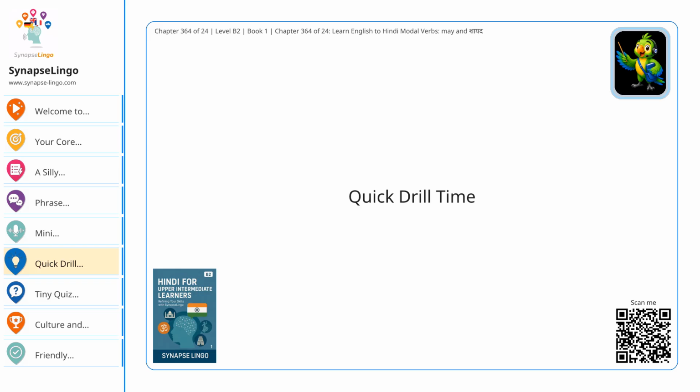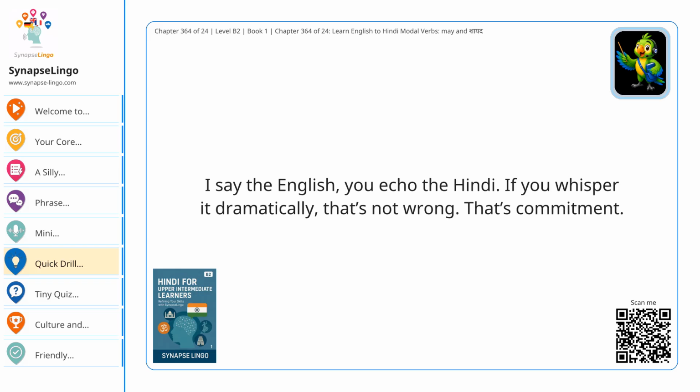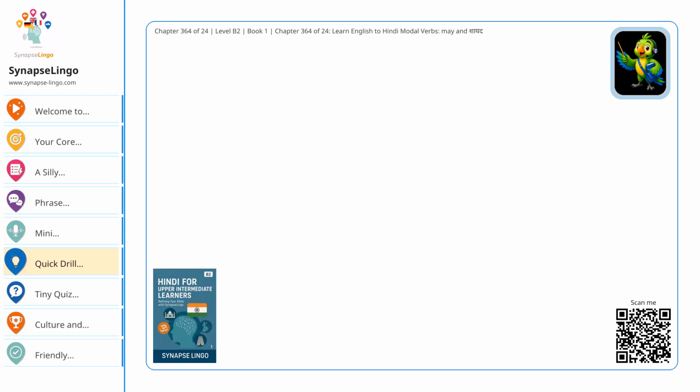Quick drill time. I say the English, you echo the Hindi. If you whisper it dramatically, that's not wrong. That's commitment. May. saknā. Probably. शायद. Might be allowed to. अनुमति हो सकती थी.